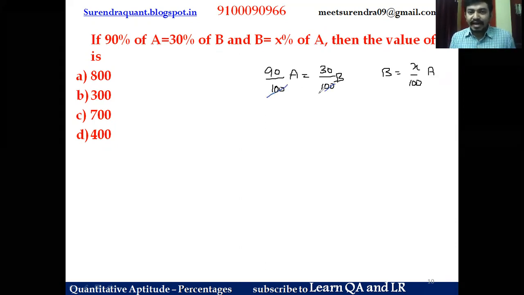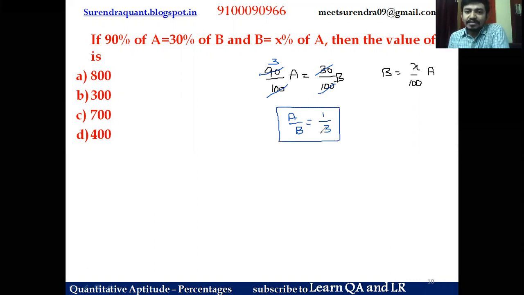So 100, 100 cancel. So 30 goes 3 times, friends. What is the A to B ratio? A to B, if B comes to the denominator, 1 is the numerator, 3 comes to the denominator. So A to B is 1 to 3. Now friends, if A is 1, B has to be 3. If B is 3, X percent of A is 1.